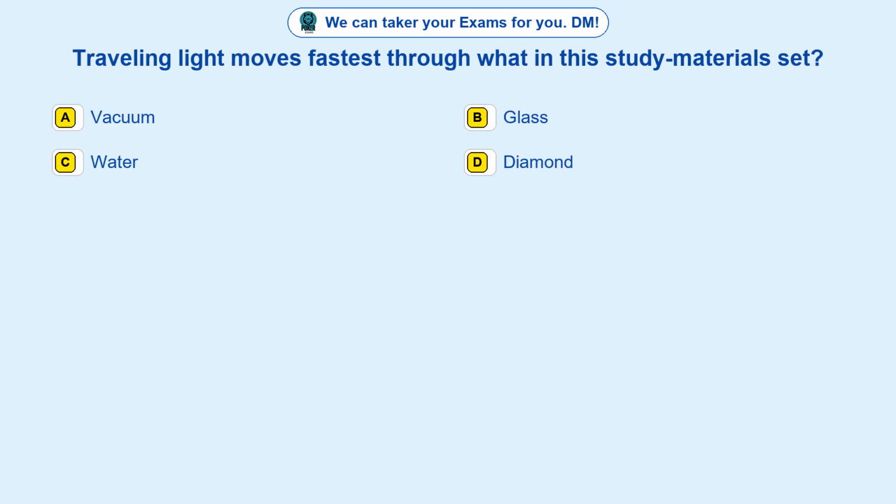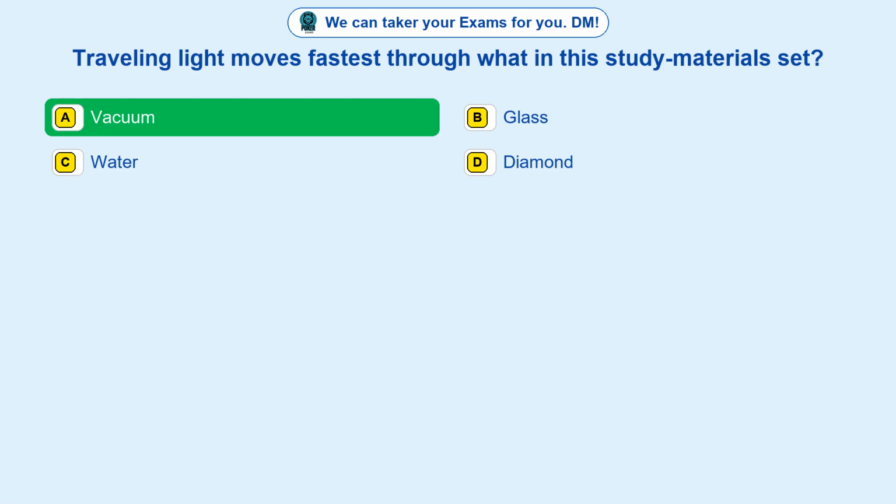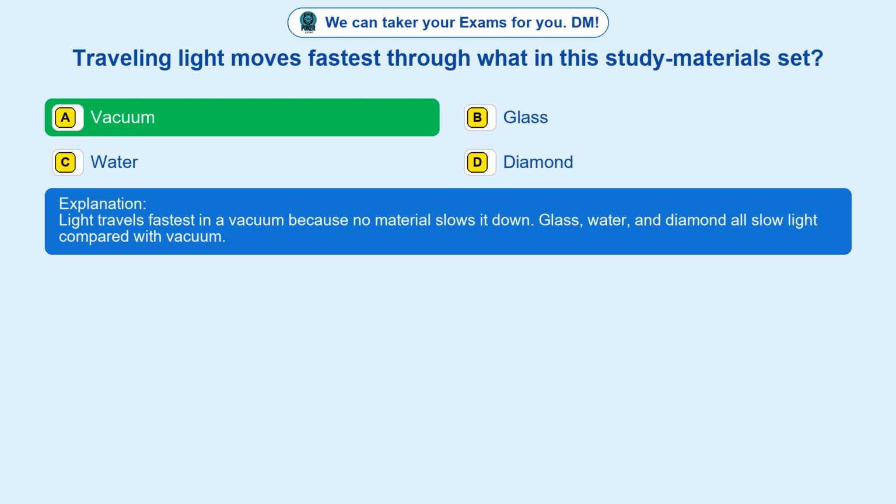Question 66. Traveling light moves fastest through what in this study materials set? Option A, vacuum. Option B, glass. Option C, water. Option D, diamond. The correct answer is option A. Vacuum. Light travels fastest in a vacuum because no material slows it down. Glass, water, and diamond all slow light compared with vacuum.